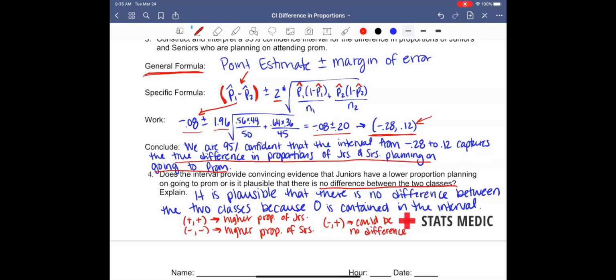So that's how you can use your confidence interval to make a decision about whether you have convincing evidence of a difference. If you get a positive interval, then the first proportion is greater. If you get negative negative, then the second proportion is greater, and if you get a negative positive, well, we don't really know, so it's plausible that there could be no difference.